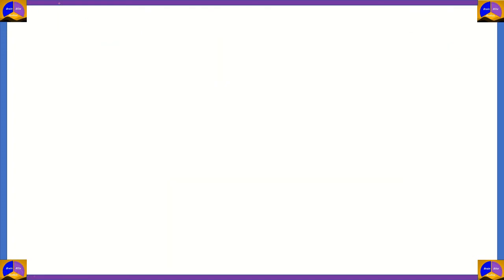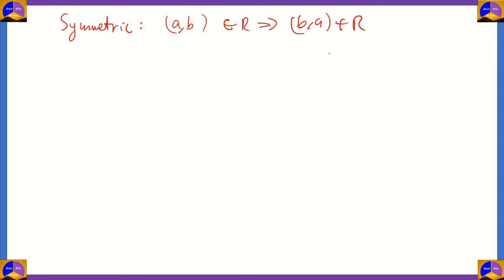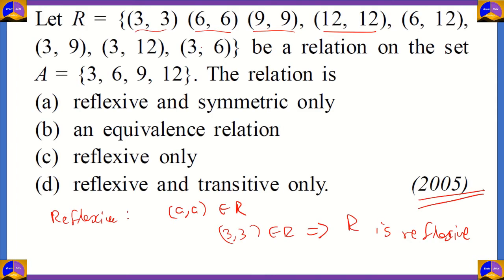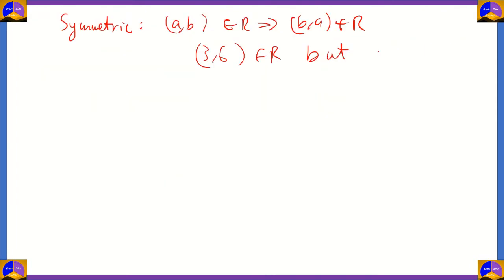Let's look at whether this relation is symmetric. For the relation to be symmetric, (a, b) belongs to R implies that (b, a) also belongs to R. In the relation, we do have the element (3,6) belonging to R. But if you look at the relation closely, there is no element (6,3). So (6,3) does not belong to the relation R. Therefore, you can write that the relation R is not symmetric.